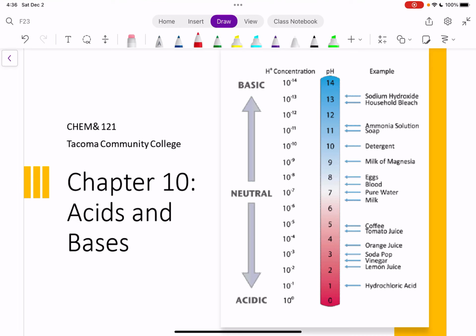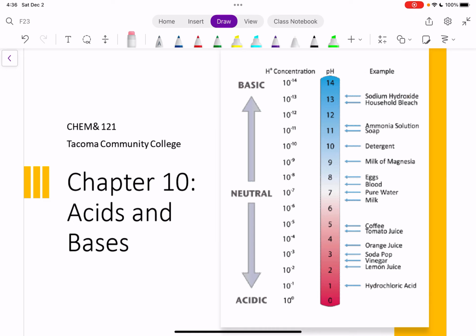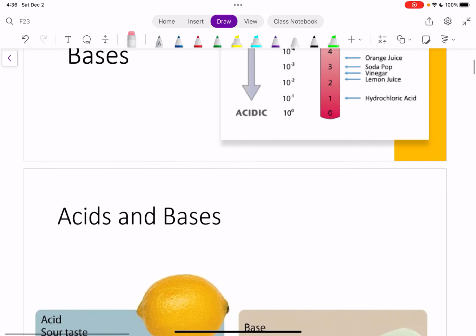In this video, we're going to start chapter 10, which is all about acids and bases. On the right here, you can see the pH scale, which you may or may not be familiar with, and don't worry, we'll talk about it at length in this chapter. But we're definitely familiar with some acids and bases.